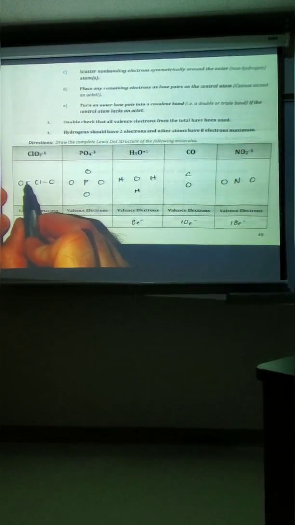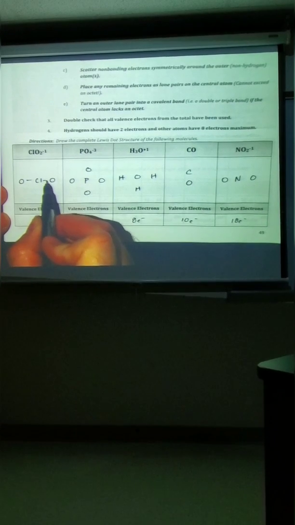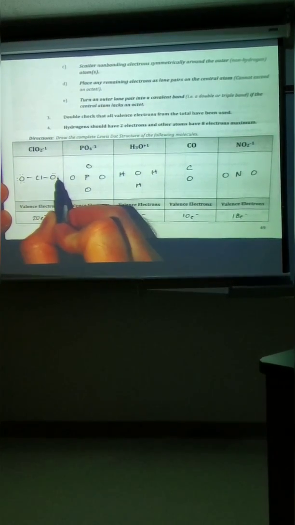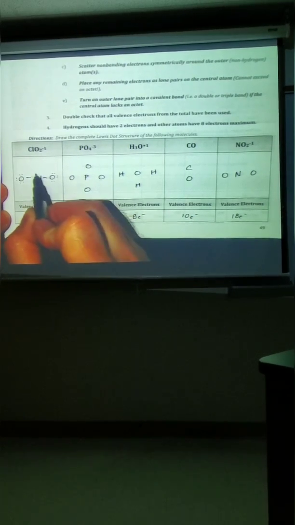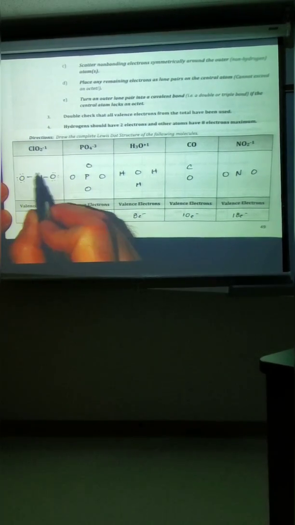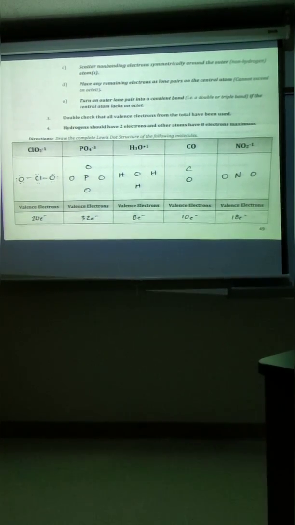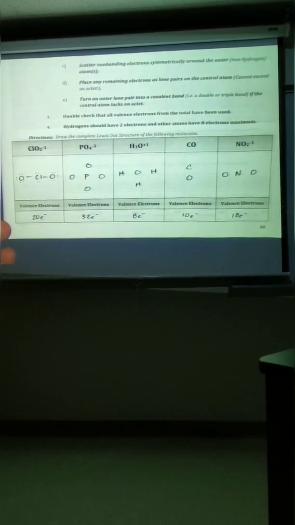So that's 2 electrons, because those would be connected dots. 2 electrons, so there's 4. 6, 8, 10, 12, 14, 16, 18, 20. Has 8, has 8, has 8. We're done. So even though it's a rule breaker, it can still be done rather quickly.